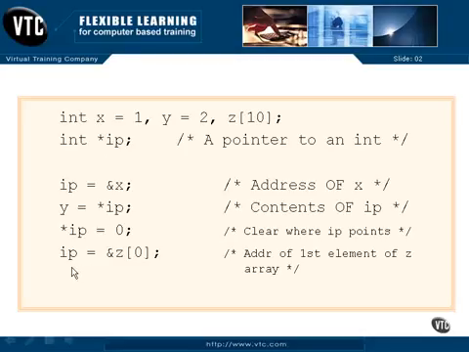Now here, we are saying that IP equals the address of z sub 0. And that's the first element of the array, element 0. So IP will no longer point to x. It will be changed. X will not be modified because we didn't dereference. We didn't put an asterisk here. We are saying that IP will now be equal to the address of the first element of the z array, just like we said IP is set equal to the address of x. I hope that makes some sense.